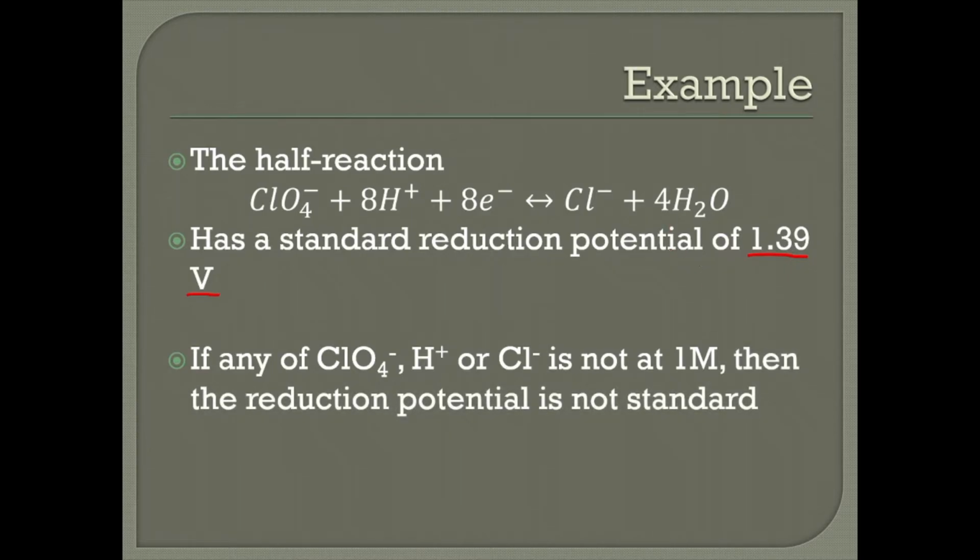If this forward reaction creates a positive 1.39 volts, and we increase the amount of ClO4 minus, then based on Le Chatelier's principle the forward reaction will occur more. And if the forward reaction occurs more, then the reduction potential will go up. At its normal equilibrium, the standard reduction potential at standard conditions is this. If I increase this, the forward reaction will increase, so my reduction potential will go up.